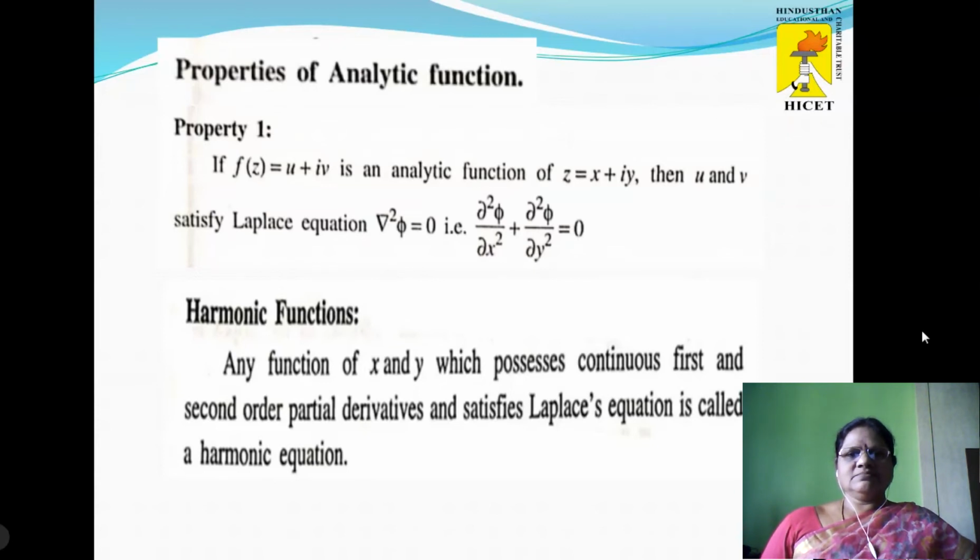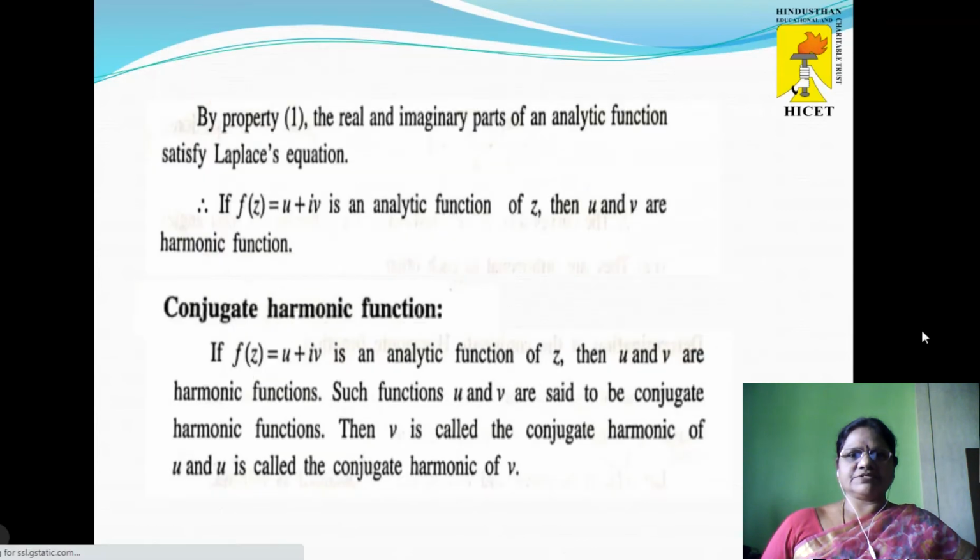The meaning is both real and imaginary parts u and v satisfy Laplace equation, which means real part u satisfies Laplace equation del square u equal to 0. Similarly, imaginary part v also satisfies Laplace equation del square v equal to 0. Harmonic functions. Any function of x and y which possesses continuous first and second order partial derivatives and also satisfies Laplace equation is called a harmonic function.